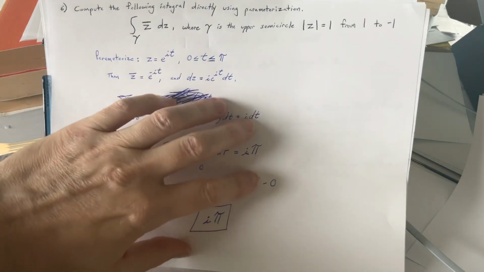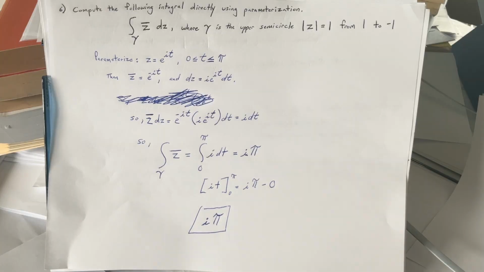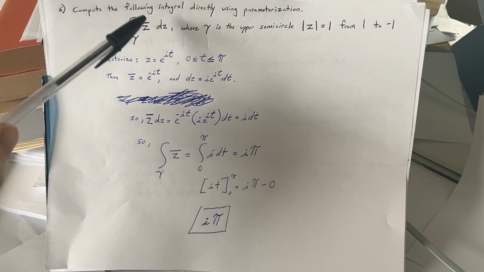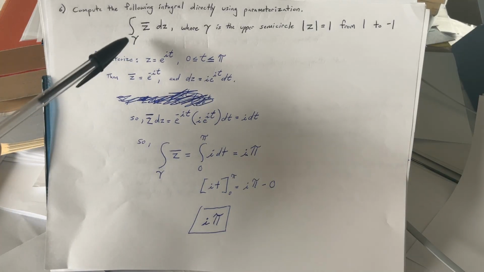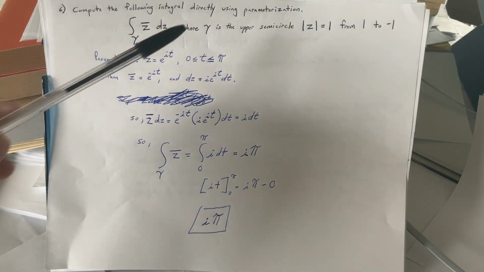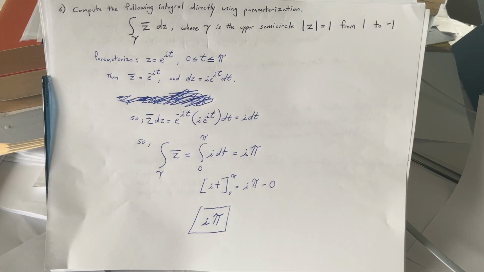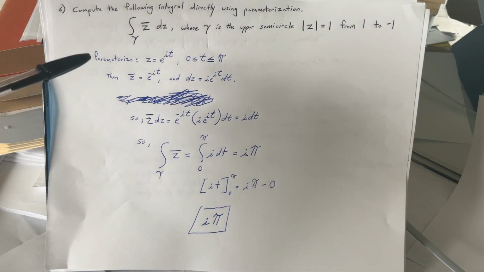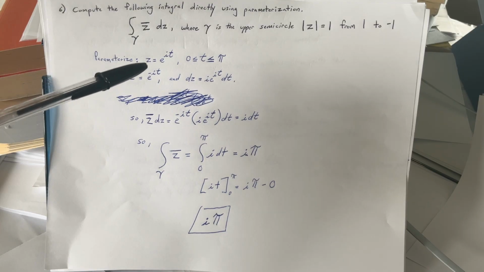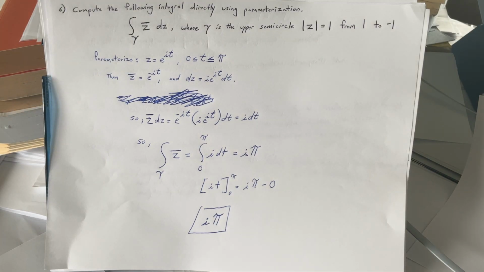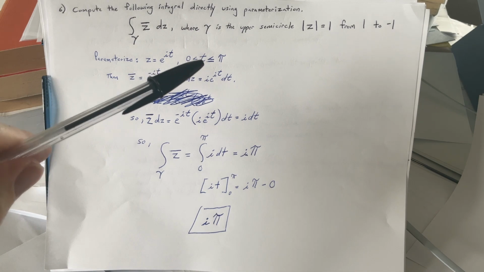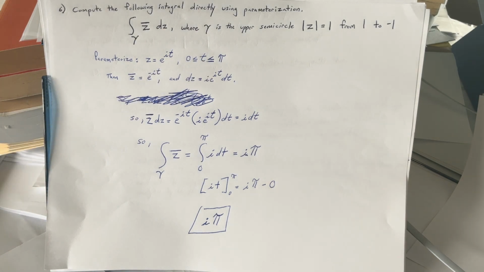Number 6, we can get through quickly. Compute the following integral directly using parameterization. We have the integral over gamma of z bar dz, where gamma is the upper semicircle, absolute value of z equals 1, from 1 to -1. If we parameterize this, z equals e to the it, along the interval 0 less than or equal to t less than or equal to pi.